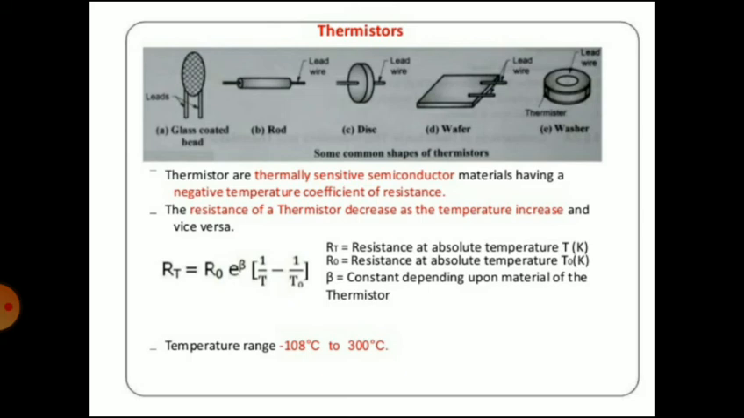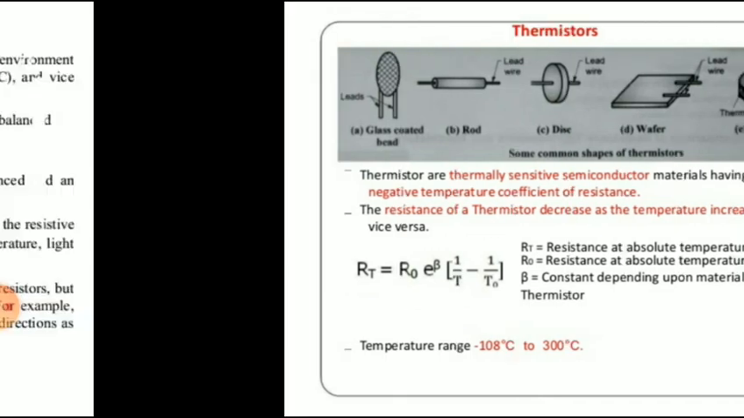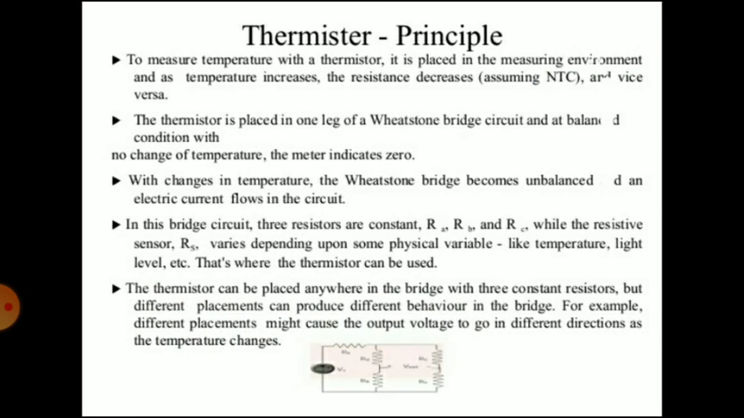The resistance of a thermistor decreases as the temperature increases and vice versa. This is the principle used to measure temperature with a thermistor. It is placed in the measuring environment, and as the temperature increases, the resistance decreases, assuming it is a negative temperature coefficient, and vice versa. For a positive temperature coefficient, resistance increases with increase in temperature.